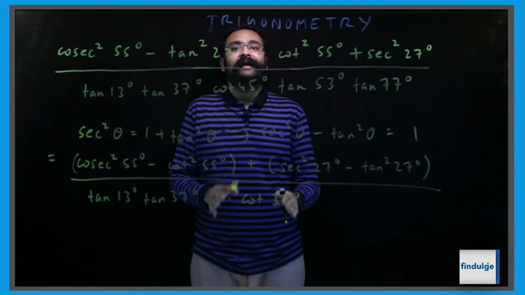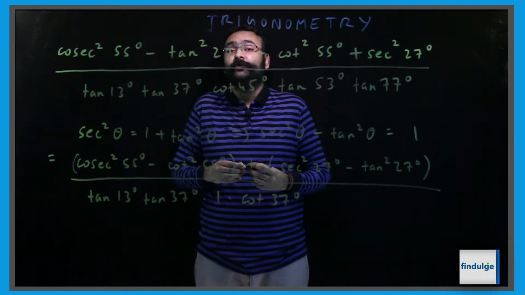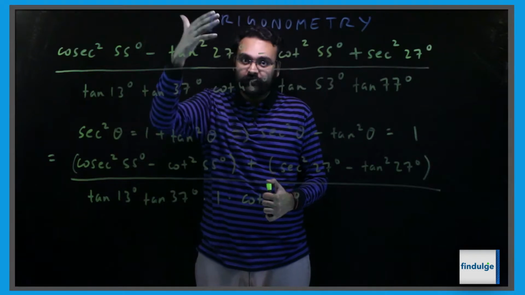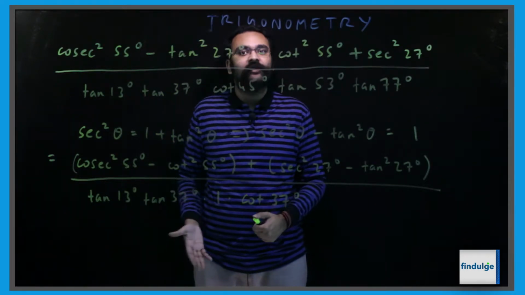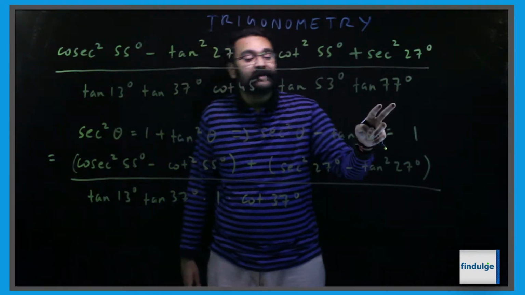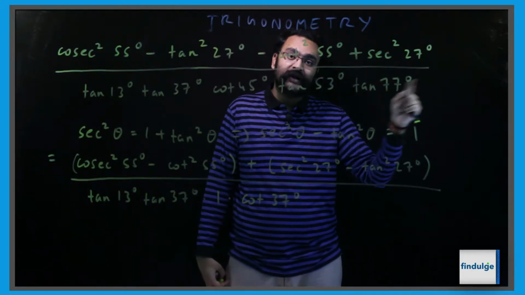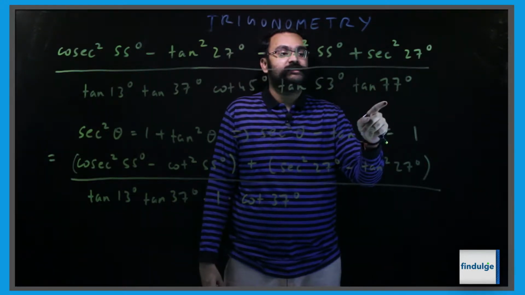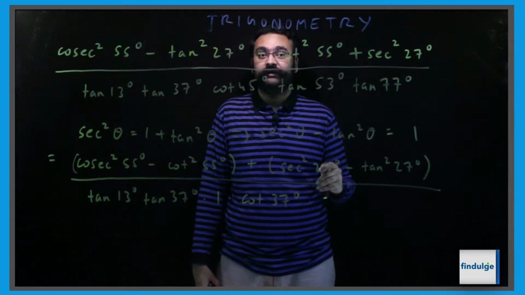You can do it directly like this in the exam. In fact, you will kind of have to, otherwise it will take too many steps. It will become very, very long. And tan 77 will become cot 90 minus 77, which is nothing but cot 13 degrees.